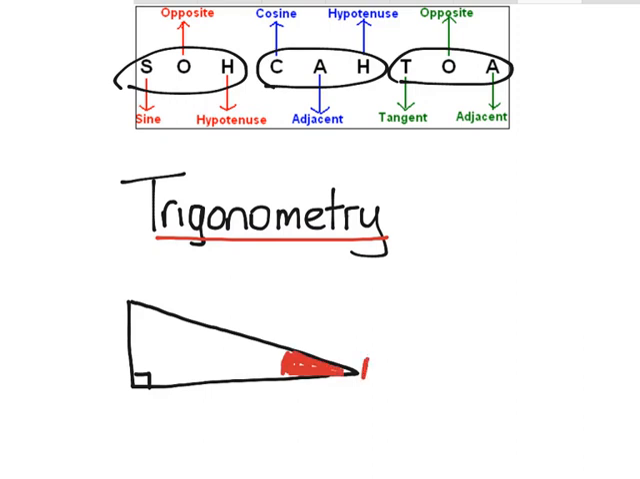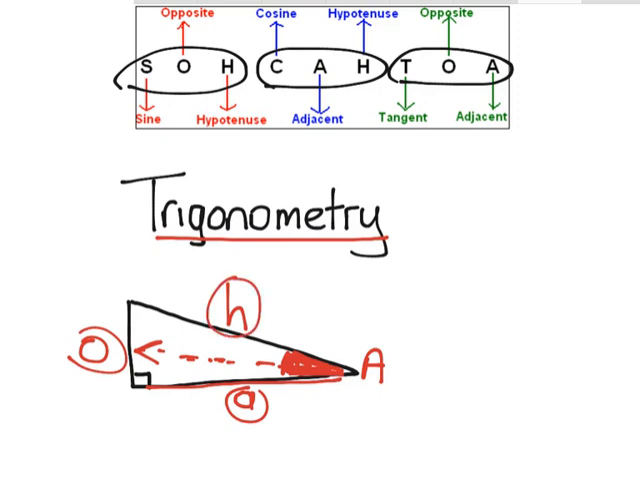By selecting this angle, which I'm going to call A, this is the hypotenuse, the longer side. Adjacent to the angle is touching it, so this side along the bottom is adjacent, and this one over here is opposite, all the way opposite the angle. So we need to label our triangle with O, A and H first.